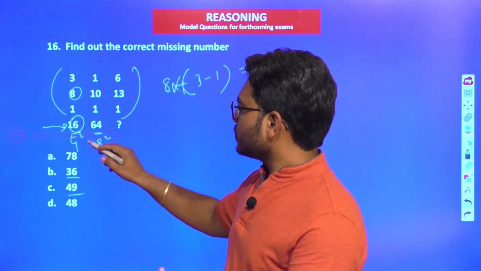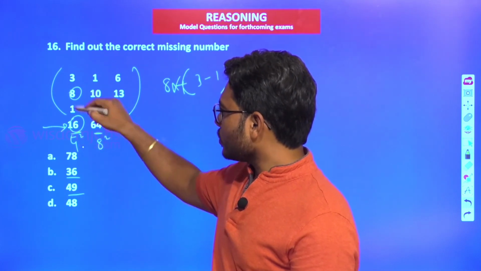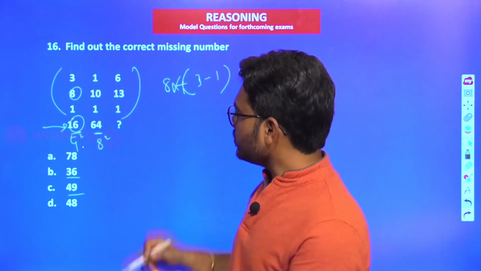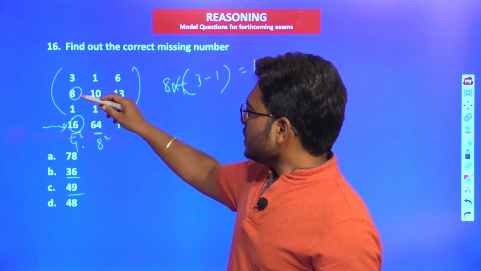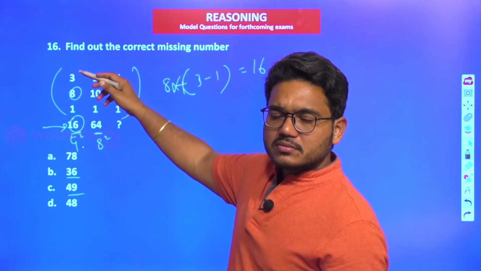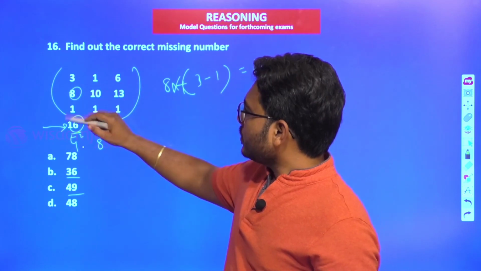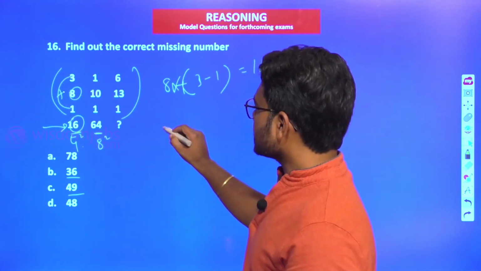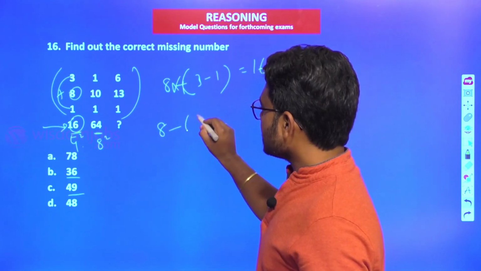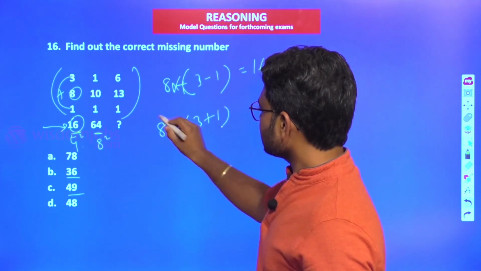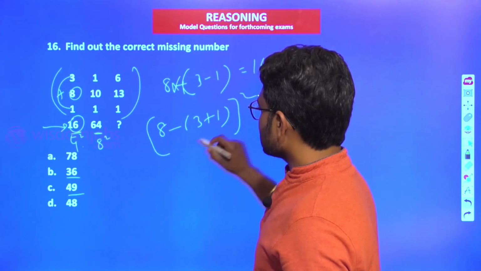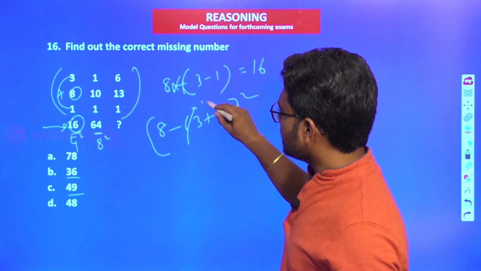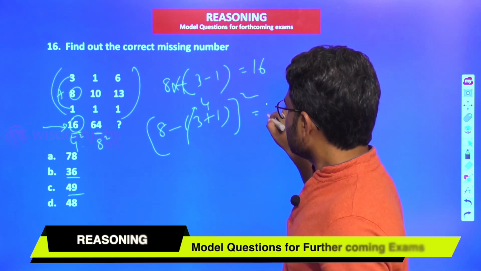So let us see if you could make 4 square out of these three numbers. How can we make that? For 8, we need to remove 4 from that. So what will make this 4? 3 plus 1 will make that 4. So let us see that. 8 minus 3 plus 1, if you square this, this will give you 4 basically. So 4 square is 16.